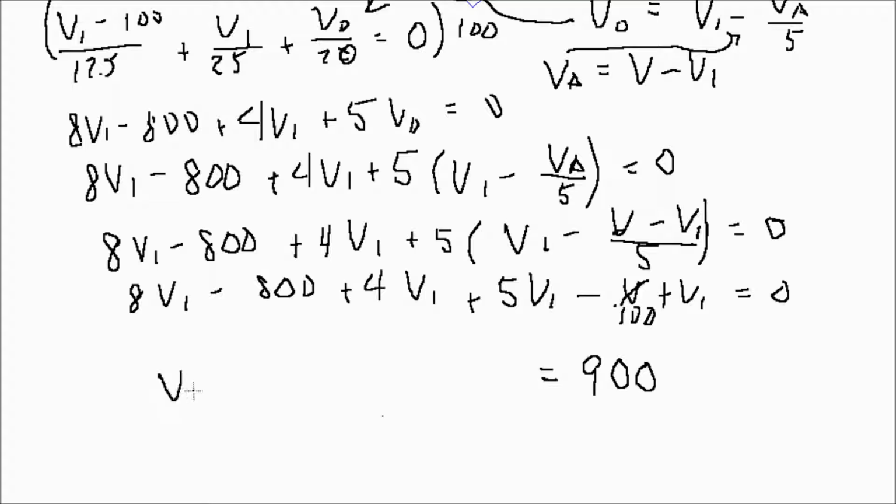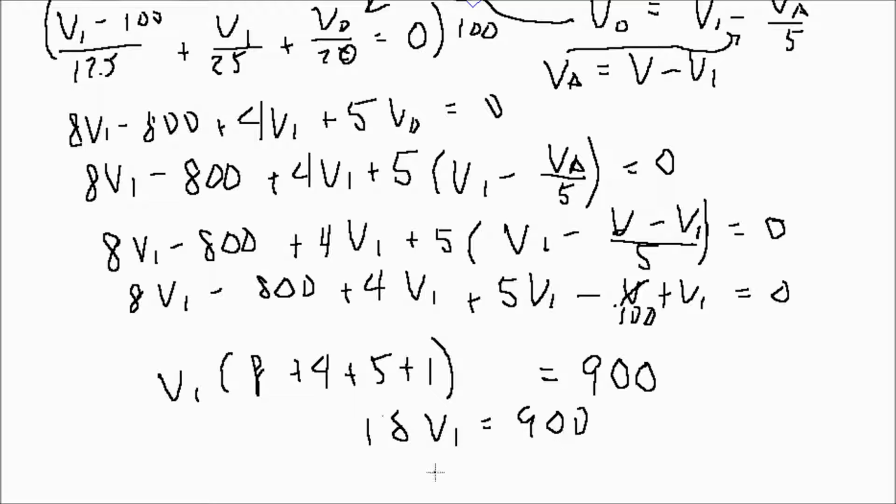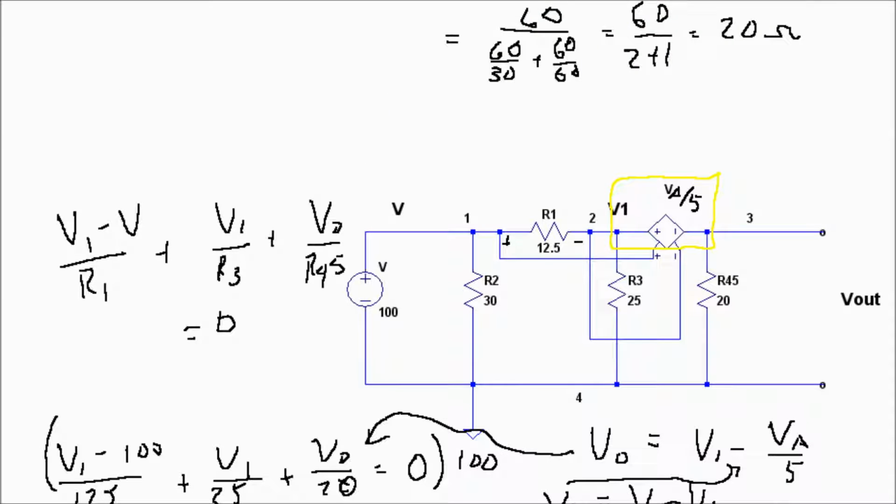On the left side, I'm going to factor out the V1 from all these numbers and add them up: 8 plus 4 plus 5 plus 1, which is 18. So we have 18 V1 equals 900, and that gives us V1 equals 50 volts.